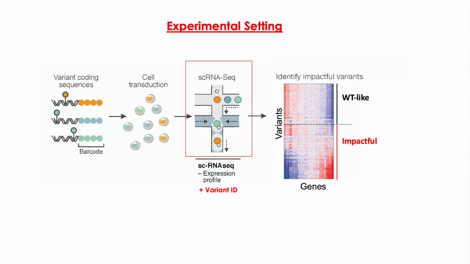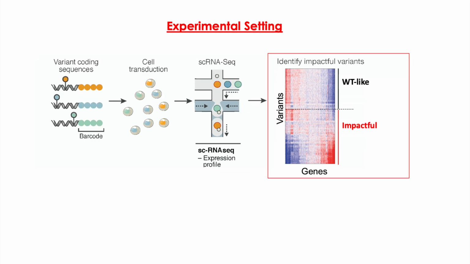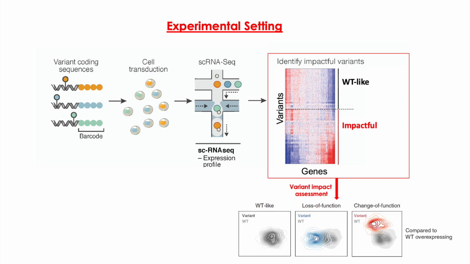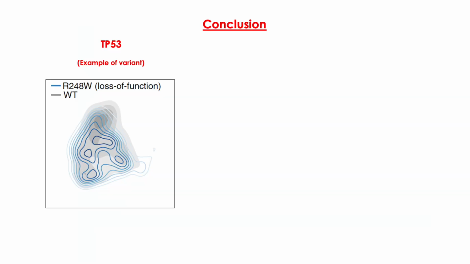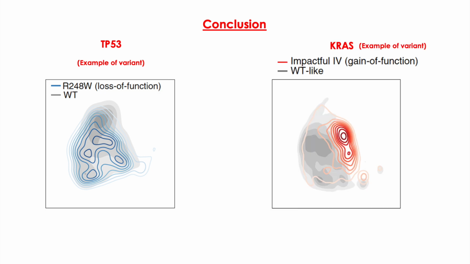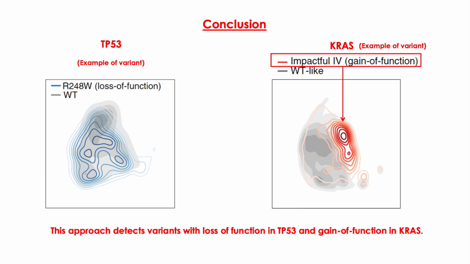So all we have to do to know if a variant has an impact or not is look at the gene expression profiles of cells that overexpress that variant and compare that profile with cells that overexpress the normal gene. We have used this approach to study 200 variants in two quite different cancer genes, TP53 and KRAS. In TP53, we were able to identify many of the loss of function variants, whereas in KRAS, we recapitulated gain of function variants and also learned more about the specific pathways that these variants affect.